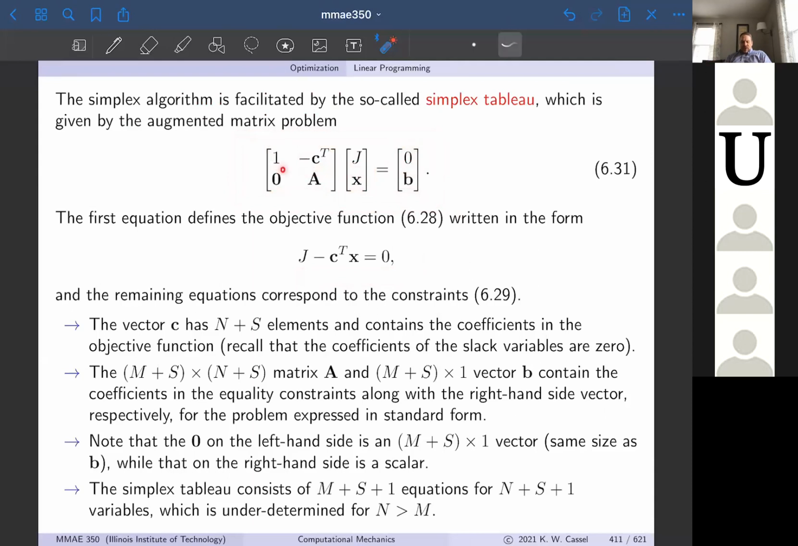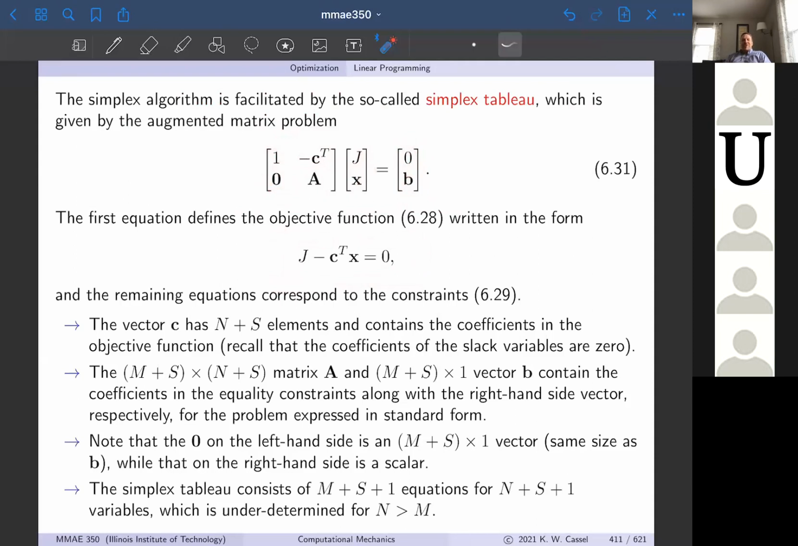You'll notice that this 0, for example, is bold, so it's actually a vector, of the same size as b. This 0 is not bold, that's just a scalar, because the first equation for j is a scalar equation. So that's all correct in terms of the bolds and the not bolds. 1 is not bold because that's just 1 times the scalar function j. So when you unravel that, you get your objective function and you get your Ax equals b constraints.